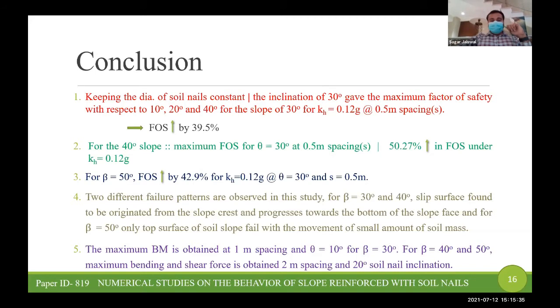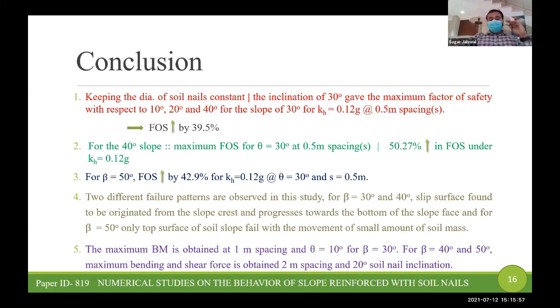For 40 degree slope, a similar result is found. The factor of safety ultimately increases, and the same goes for beta equal to 50 degree. But two different failure patterns are observed in the study for beta equal to 30 and 40 degree. The slip circle originated from the slope crest and progresses toward the bottom of the slope.